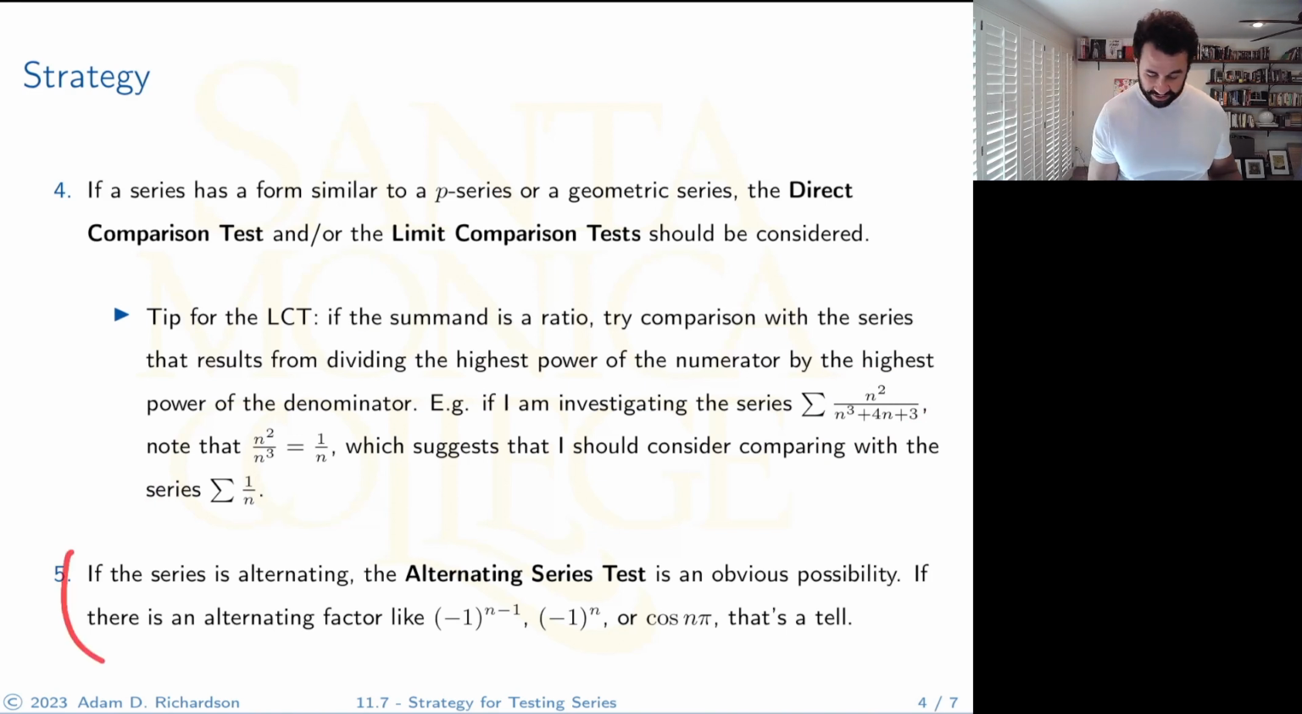If your series is alternating, try the alternating series test. That's an obvious possibility. If there's an alternating factor going on, something like this, or this, that's a tell, for those who play poker. That's a tell that you've got an alternating series, so maybe the alternating series test will help.